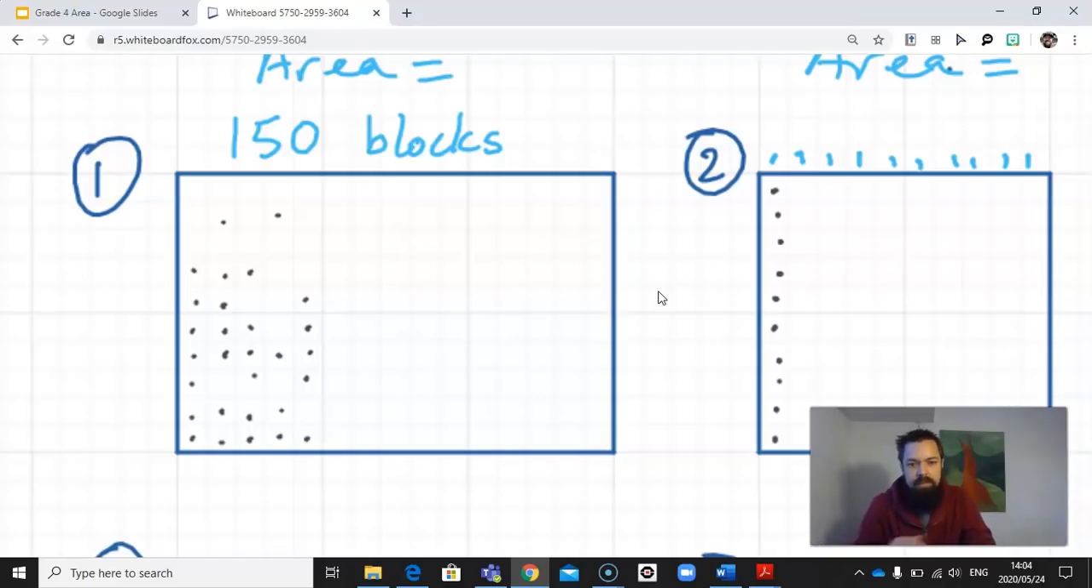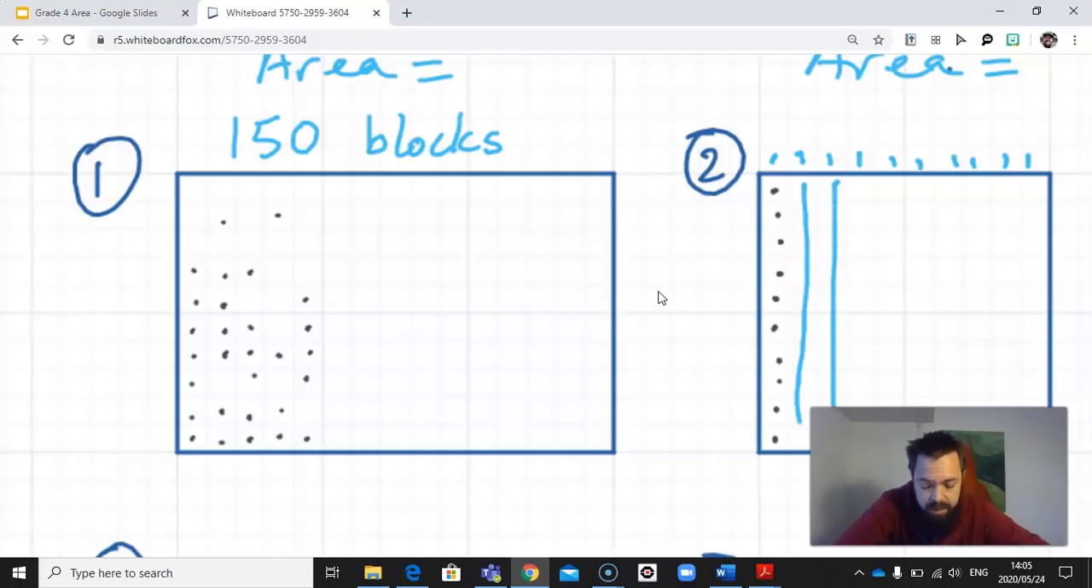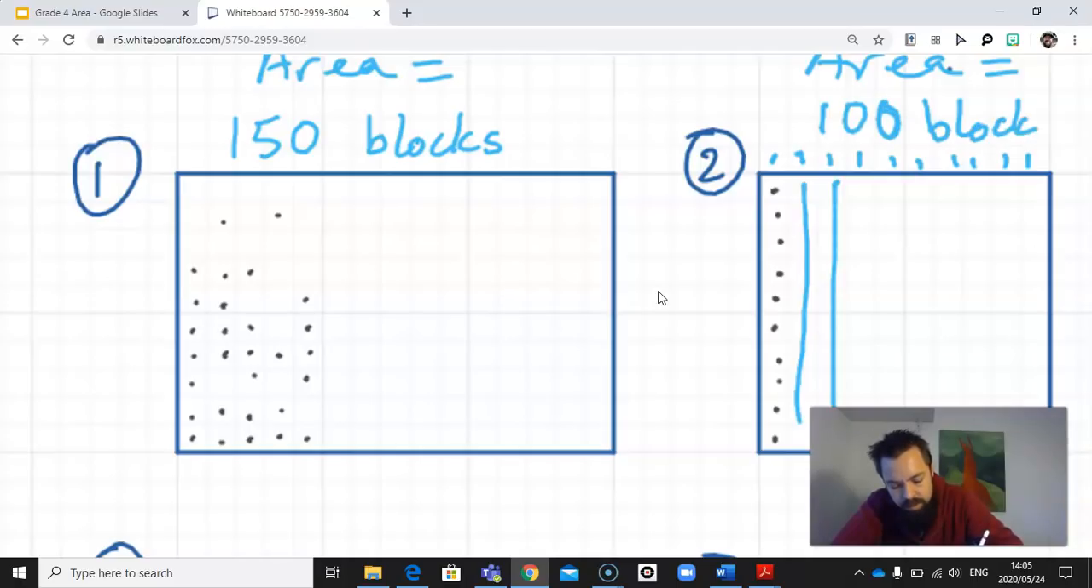So what I was doing was saying I've got 10 in the first column, so there's also 10 in this column, and also 10 in this column. So I was counting in tens. There were 10 rows of 10, and so the area for this one is 100. Okay, good. We've done the first two.